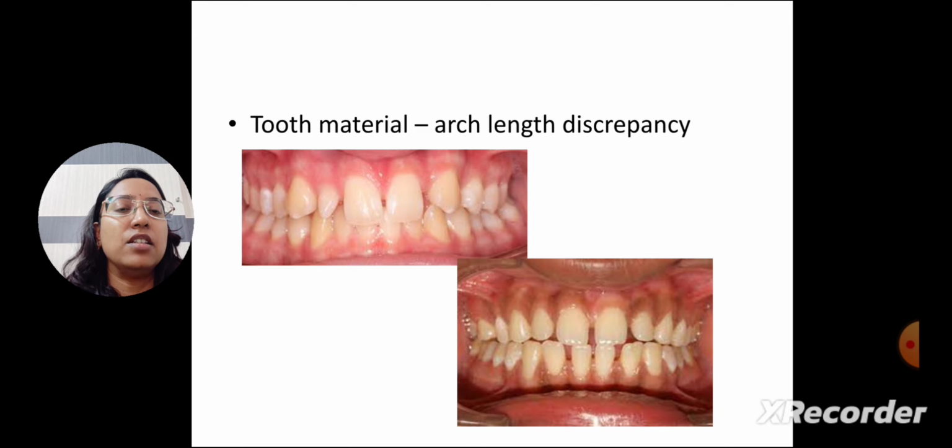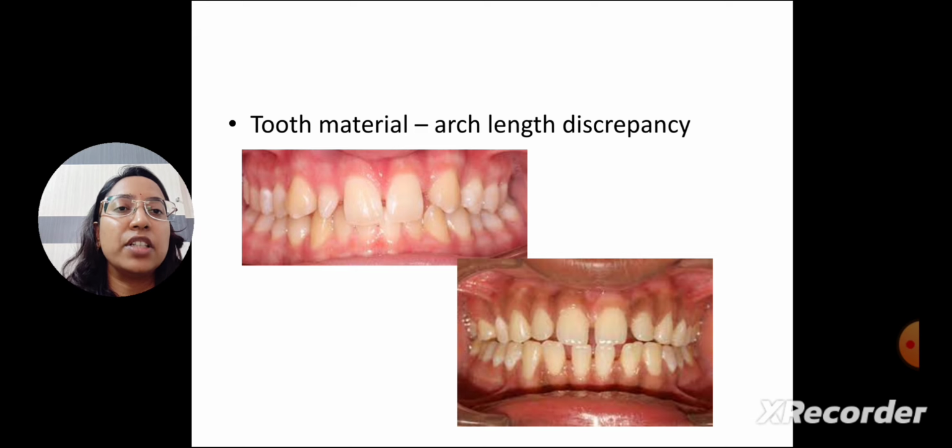One basic reason for spacing is tooth material arch length discrepancy. So either the tooth material is less, that is the teeth are small in size, or there are peg laterals. So that is also a common phenomenon. Or the arch length is large, that is the arch is too wide.